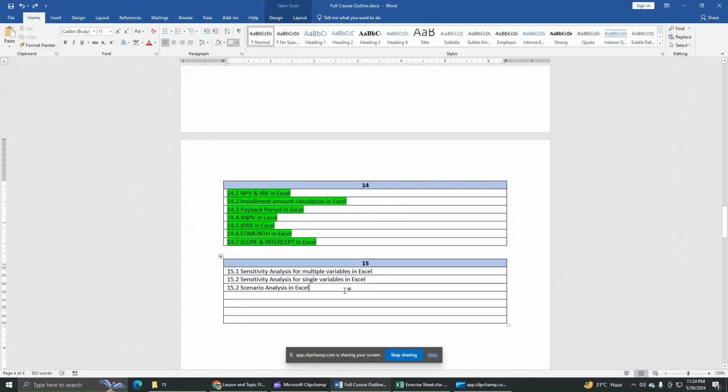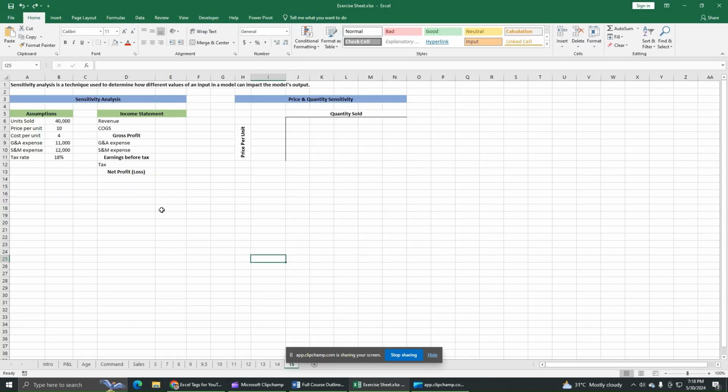Hello everyone. Today we will see how to do sensitivity analysis for multiple variables in Excel. So let's start. Before doing sensitivity analysis, let's complete this income statement with the help of this information.